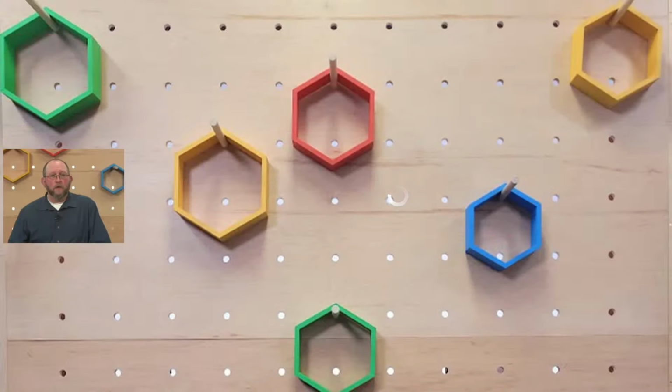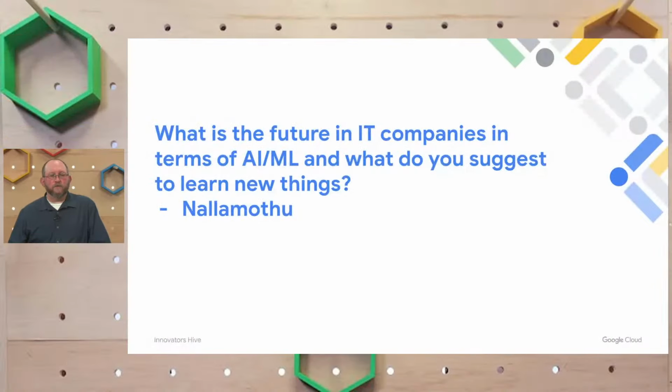Let's see, next question is, what is the future in IT companies in terms of AI and ML, and what do you suggest to learn new things? That may be one of my favorite questions that I get asked. The rate of change and novelty and invention and innovation is so great. It's so very hard to keep up with everything that's going on. How do you stay on top of these changes? You're doing it right now.